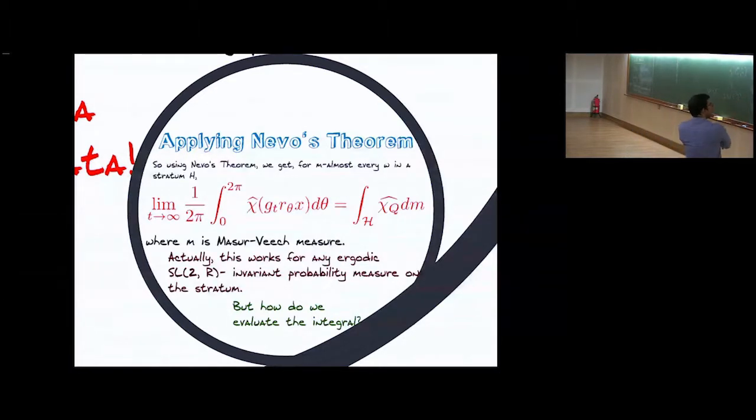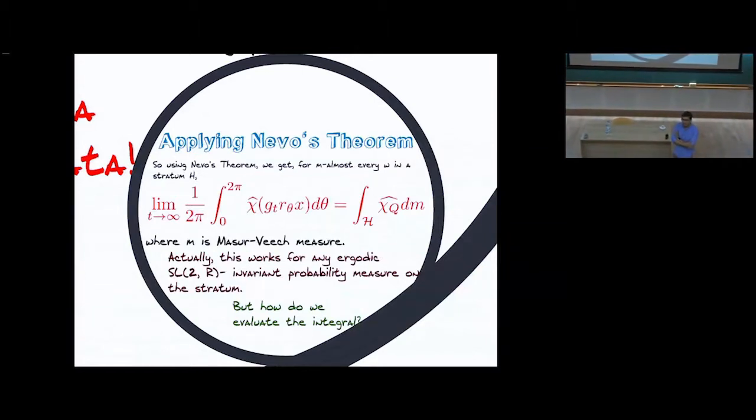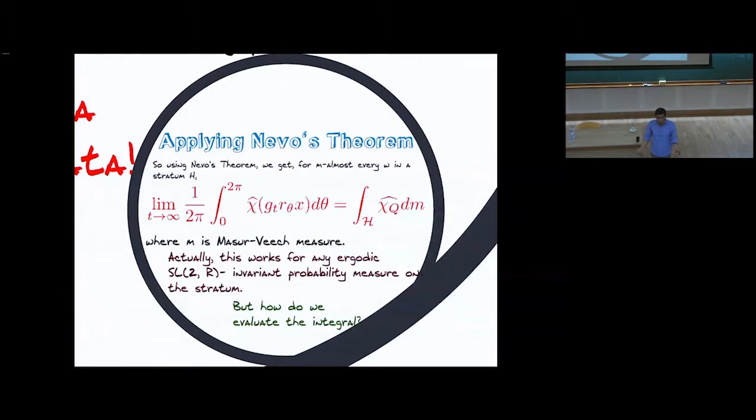This actually works for any SL2R invariant probability measure on the stratum. And by the way, everything here is a strategy of Eskin and Masur. And this allows you to conclude that there's a constant on the right, so that almost every omega in your stratum has quadratic growth of the number of saddle connections, and that's your quadratic growth constant, that integral. Okay, but how do you evaluate this integral? This is just some integral. Wouldn't it be nice if I could tell you this integral is a number? That would be cool.